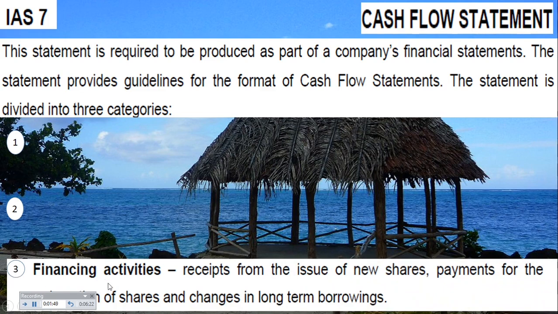Then financing activities relate to the issue of shares. So issue of shares and redemption of shares, and it also refers to changes in long-term borrowings. Like if you have taken a long-term loan and if you have made repayment of a long-term loan, these fall under financing activities. So basically, 2 things that one should remember: it's related to shares and long-term loans.